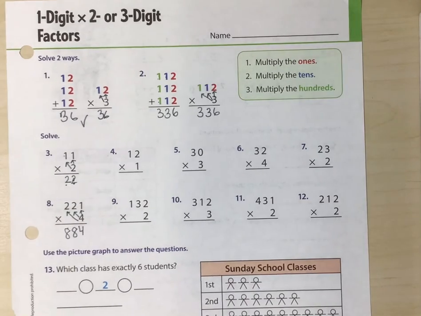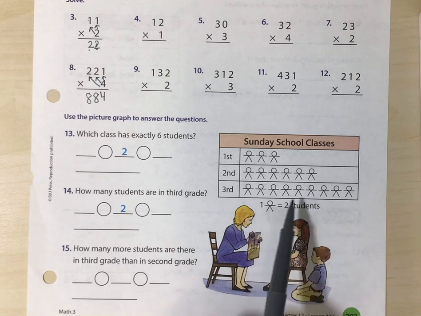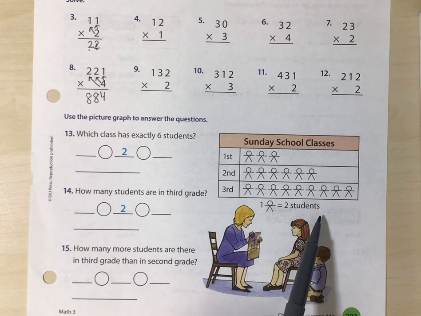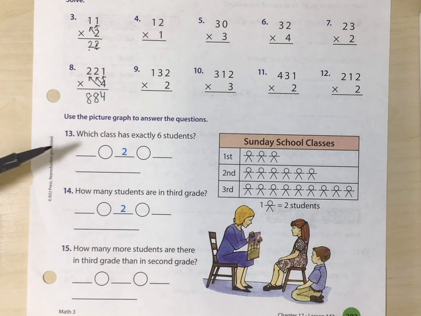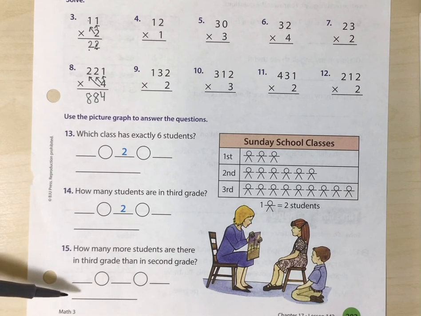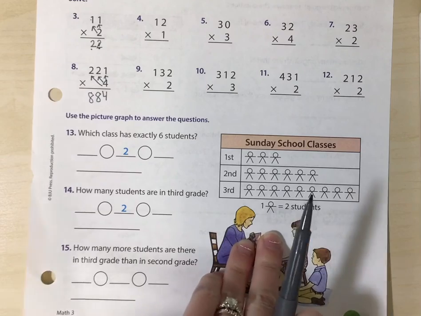All right, the next 3 problems on this one take us back to when we did picture graphs. So the one thing that I want to remind you of is that every picture graph has a key. So 1 stick figure equals 2 students. So these ones here, they want you to do some multiplication. That's what they're wanting you to do. If you have questions on those, let me know. You have to do a little bit of critical thinking.